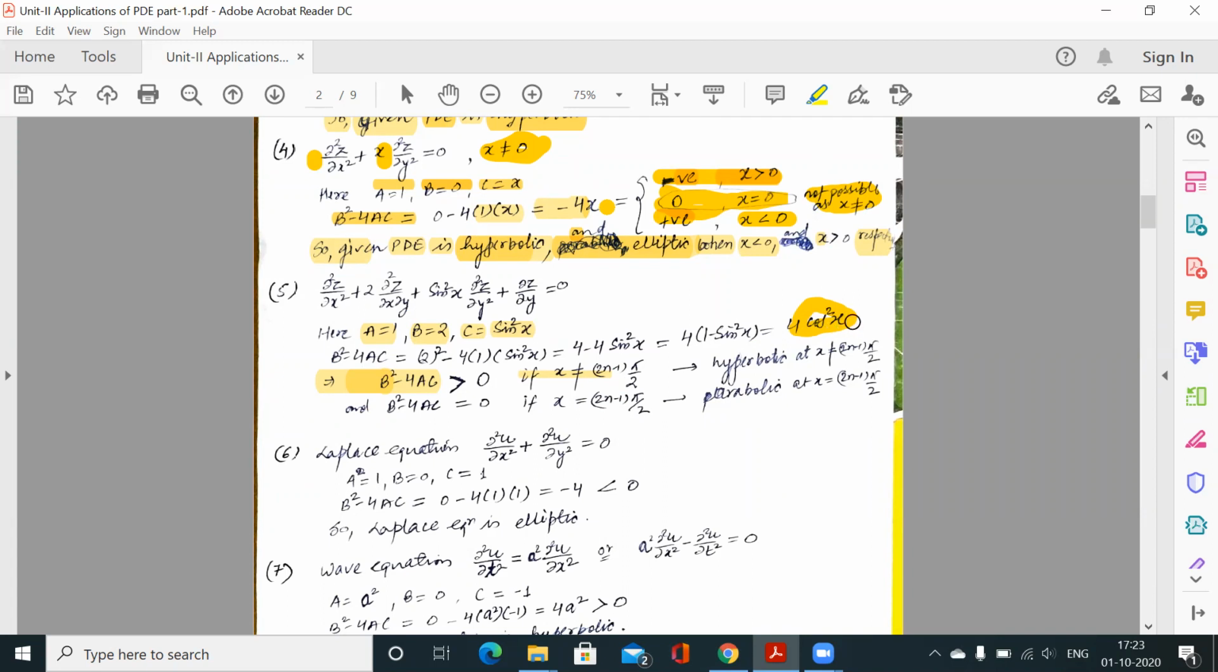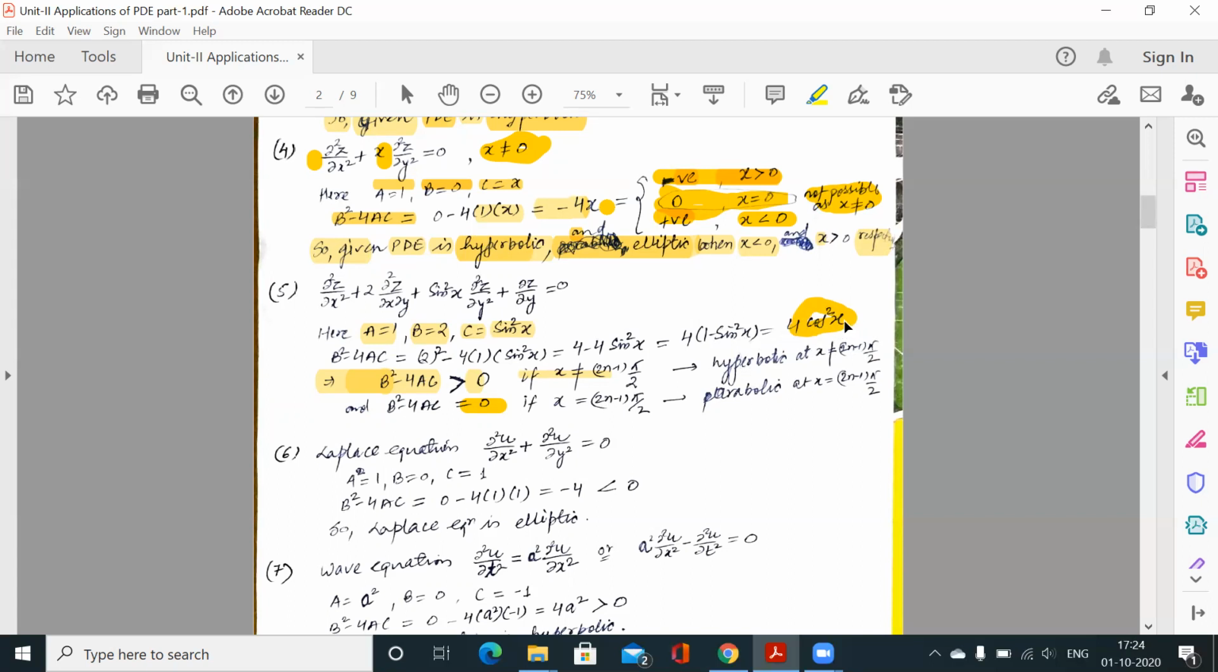So there are two cases left. Either b square minus 4ac is greater than 0 or equal to 0. It cannot be negative because of the square, cos square x. 4 is positive, so the square of cos x is always non-negative. That's why it cannot be negative, meaning it cannot be elliptic. So the remaining cases are when the whole value is 0 or positive.